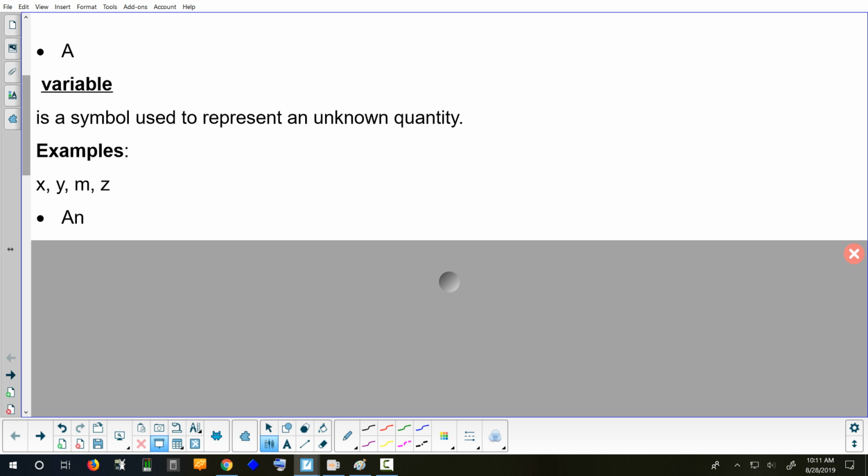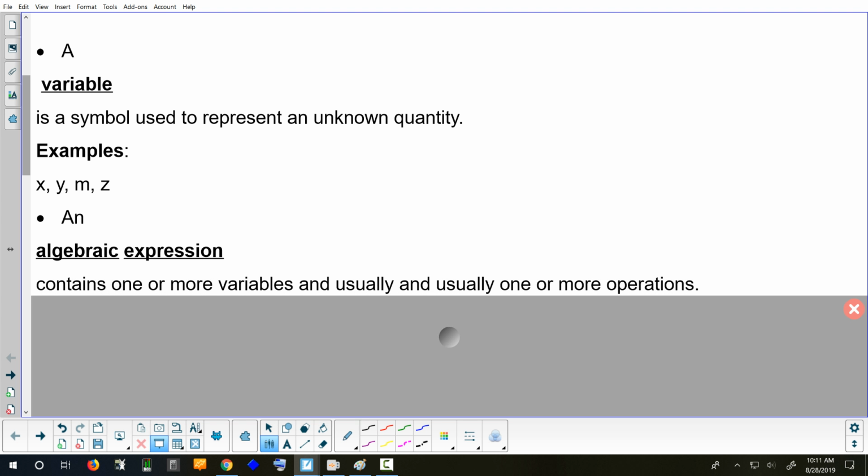All right, this next one is a little harder. It's two words. A blank blank contains one or more variables and usually one or more operations. That's an algebraic expression. Did you know that one? Oh, you did? Okay. Joe is very smart.